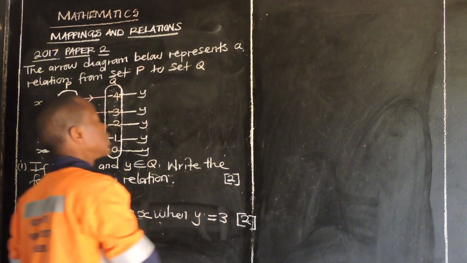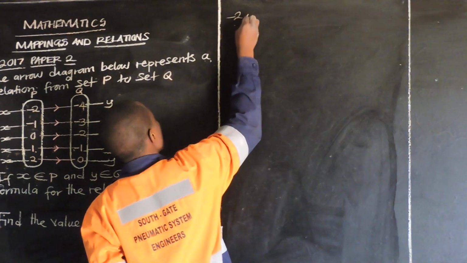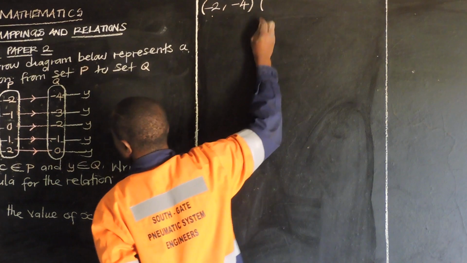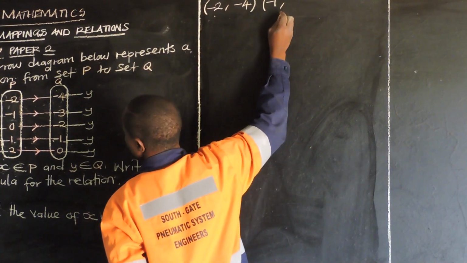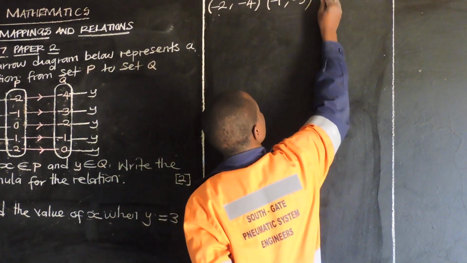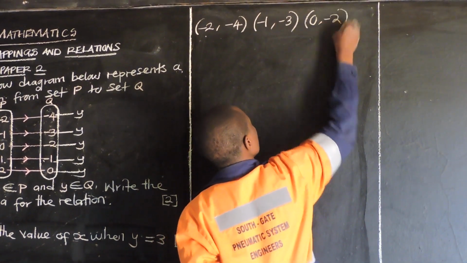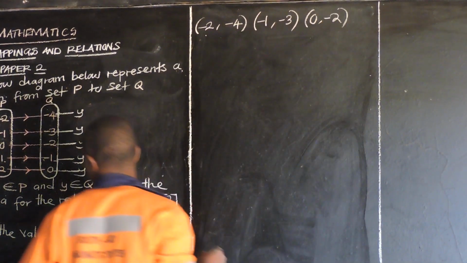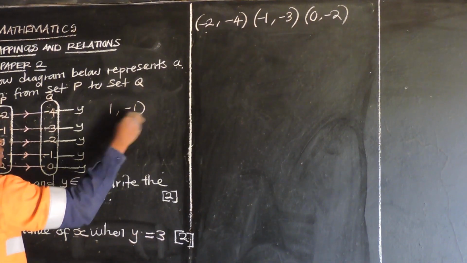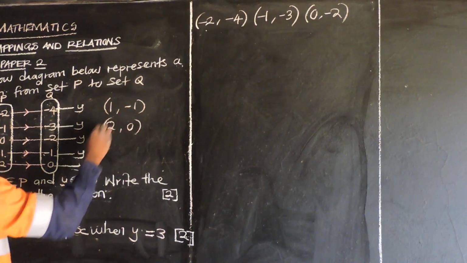So what I mean is, these coordinates are -2, -4 as our first pair. Then the other one is -1, -3. Then the other one we have is 0, -2. Then the other is 1, -1. Then we also have 2, 0. These are the coordinates we have.